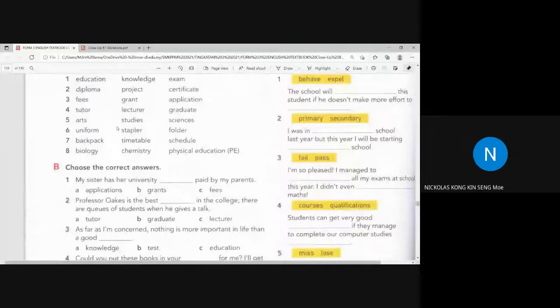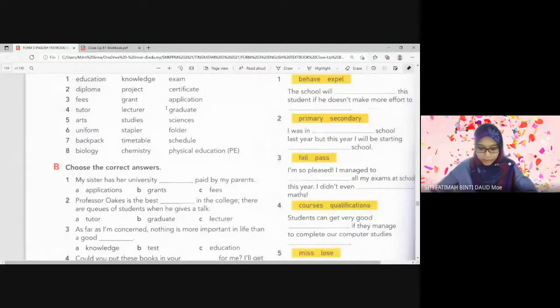Very obvious. Graduate. Okay, because tutor and lecturer are people who teach. Where are they teaching? In school? Definitely not in school. In college. Very good. In college or in a higher education center, institution, like college, university. Okay, so they have tutor and lecturer. Tutor is like the teaching assistant for the lecturer.